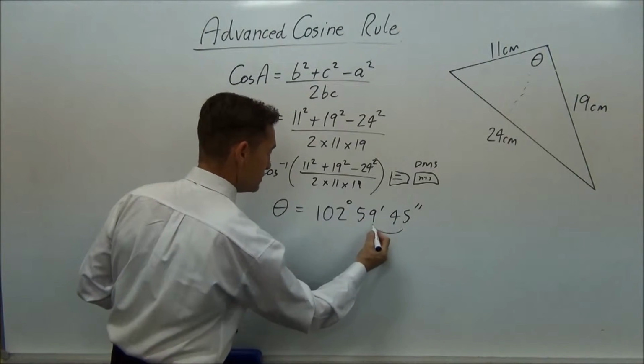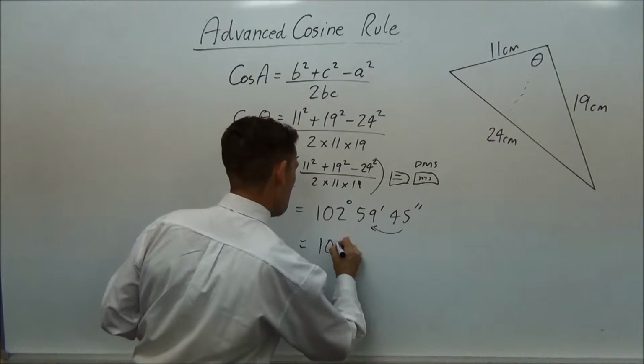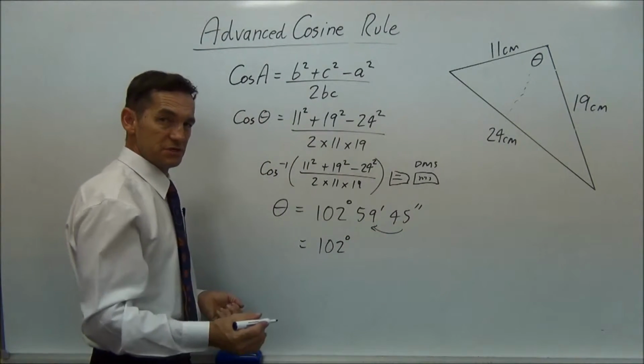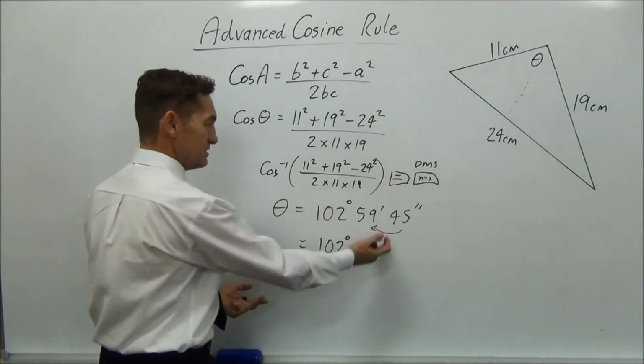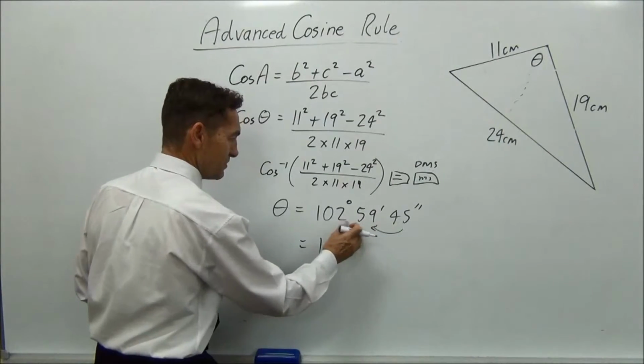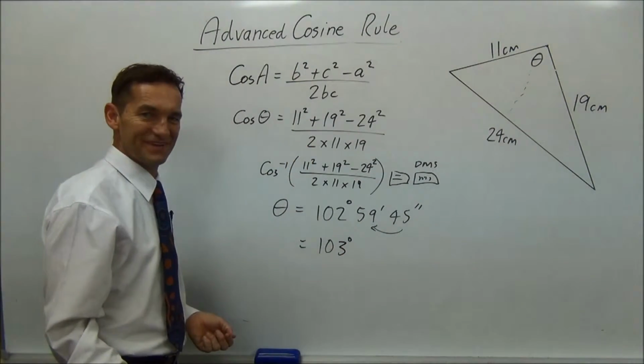So you could round that, and usually you do, to say to the nearest minute, so that's going to equal 102 degrees, and that would be 60 minutes. Well, what's 60 minutes? It's the next degree, isn't it? So if you round this up, this actually becomes 103 degrees. And you're done.